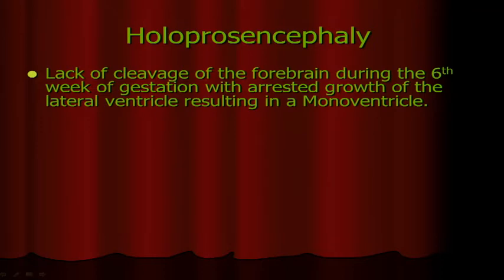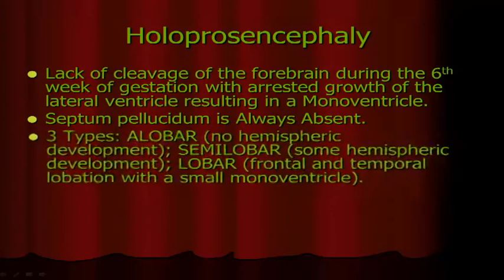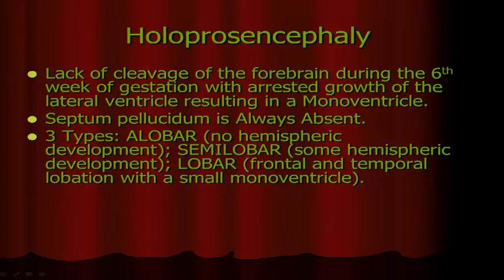Holoprosencephaly is a lack of cleavage of the forebrain during the 6th week of gestation, with arrested growth of the lateral ventricle resulting in a monoventricle. The septum pellucidum is absent in all forms. Alobar: no hemispheric development. Semilobar: some hemispheric development. Lobar: frontal and temporal lobation with a small monoventricle.